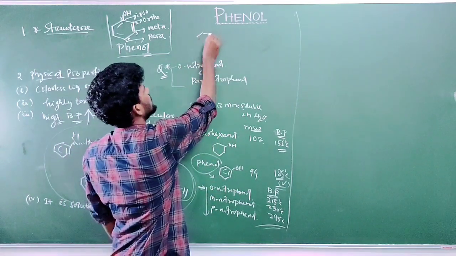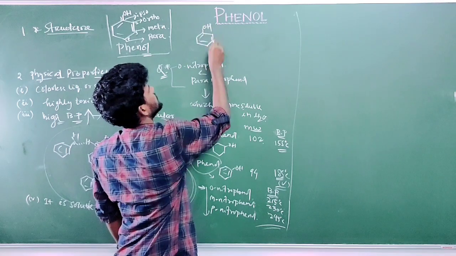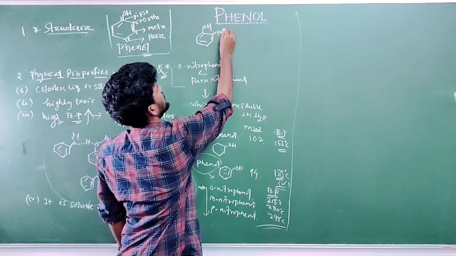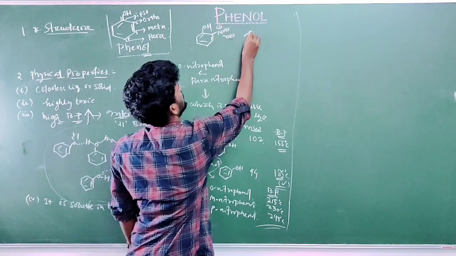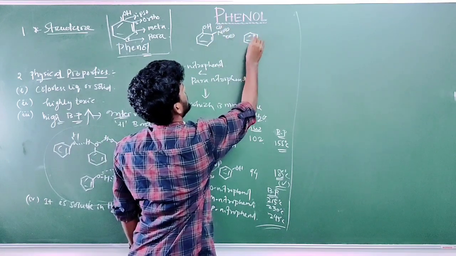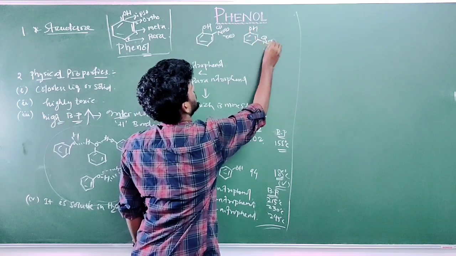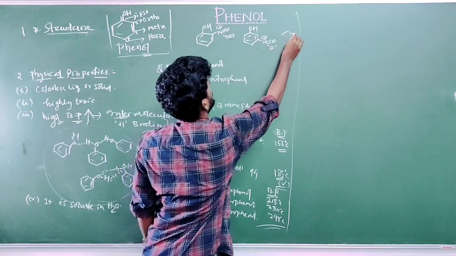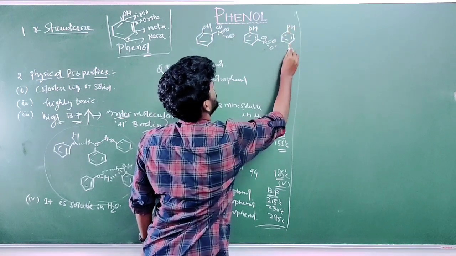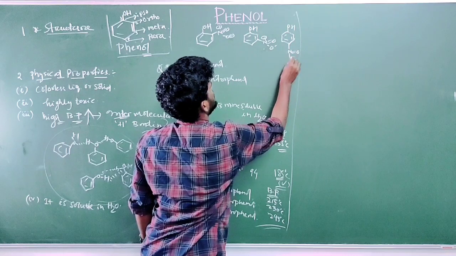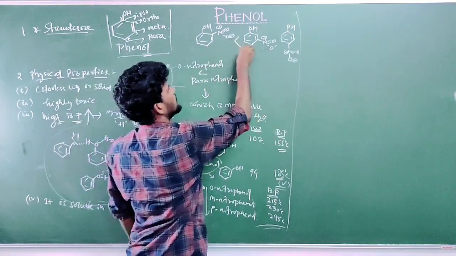Just mark here: ortho nitrophenol, para nitrophenol and meta nitrophenol. OH, this is ortho nitrophenol with NO2, para nitrophenol, and meta nitrophenol next. So para nitrophenol has a higher boiling point than meta, then ortho.